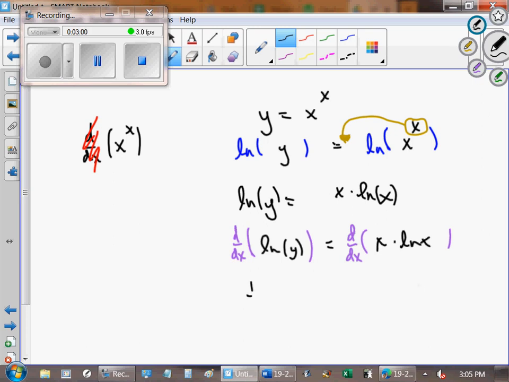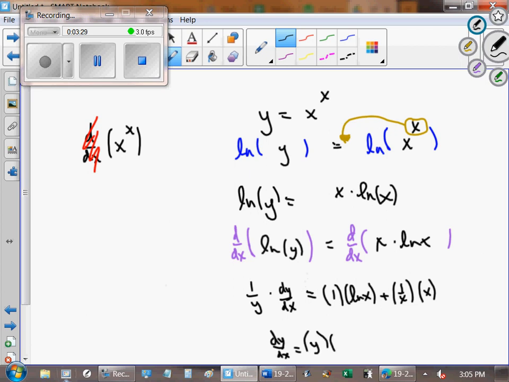Okay, the left side is pretty easy. It's just 1 over y times dy dx. Notice it's 1 over y because it's an ln, and it's dy dx because we have this variable mismatch. On the right side, it's definitely a product rule, the derivative of x times ln x plus derivative of ln x times the x. Okay, so we end up basically with dy dx equals y times ln x plus 1. That's if you multiply the y to the right side.